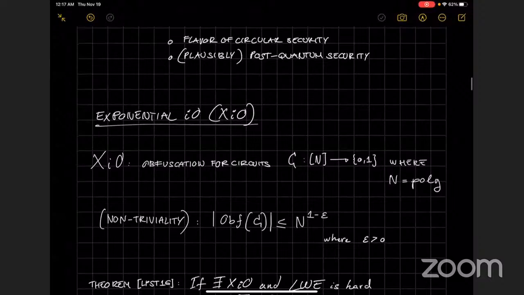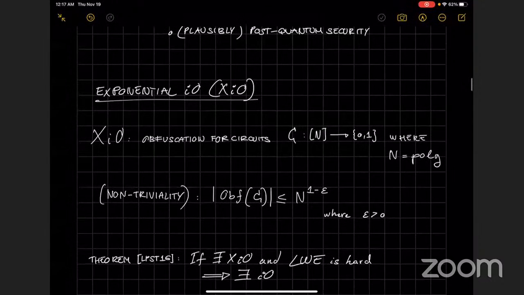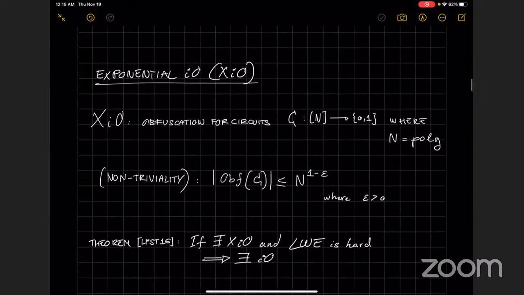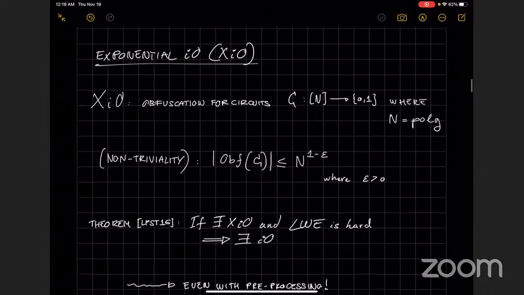And it is actually a very elegant result from Lin et al. They show that if XIO exists and the LWE problem is hard, then there actually exists indistinguishability obfuscation for all circuits. This makes our life much easier, as we can now forget about all the I/O and just construct exponential obfuscation. And again, recall that this should be a much easier task because the class of circuits that we consider is much more restricted. One thing which is going to be useful for our results is that this theorem from Lin et al. holds also in the preprocessing model.